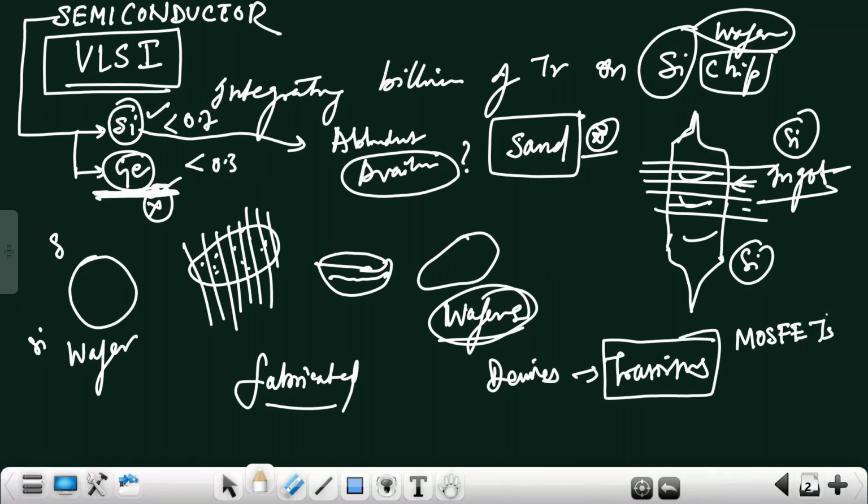So MOSFET logic is majorly used to fabricate on the wafer. Now we also have CMOS logic, right? CMOS means complementary of N MOSFET and P MOSFET, right?